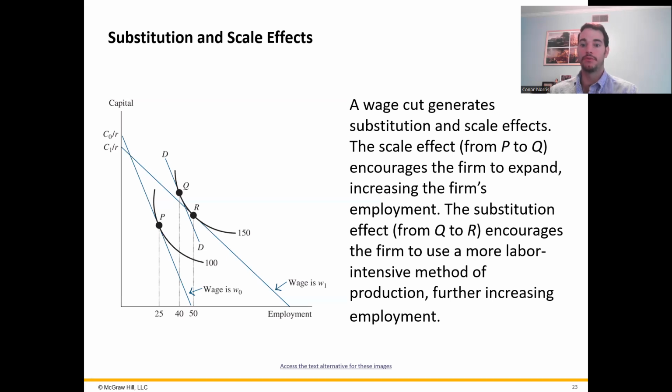When wage rates rise, we see the opposite happen. Basically, if the only change is in wage rates, then the firm will reduce production and shift to more capital-intensive production. So they'll hire fewer workers and use more capital in production.